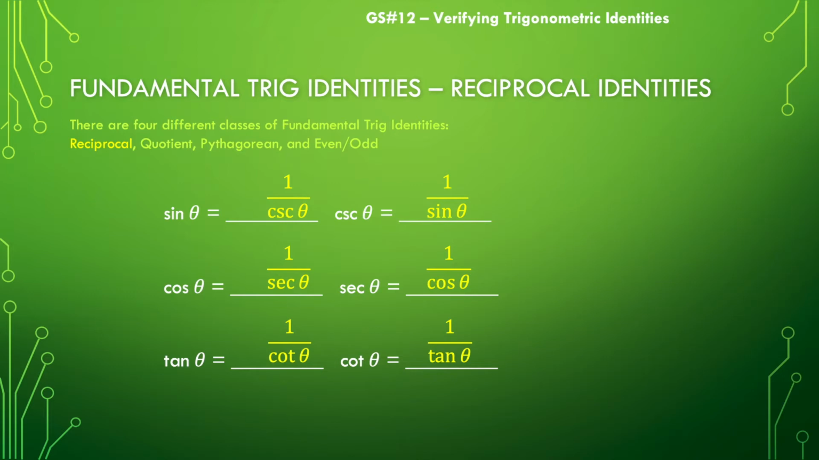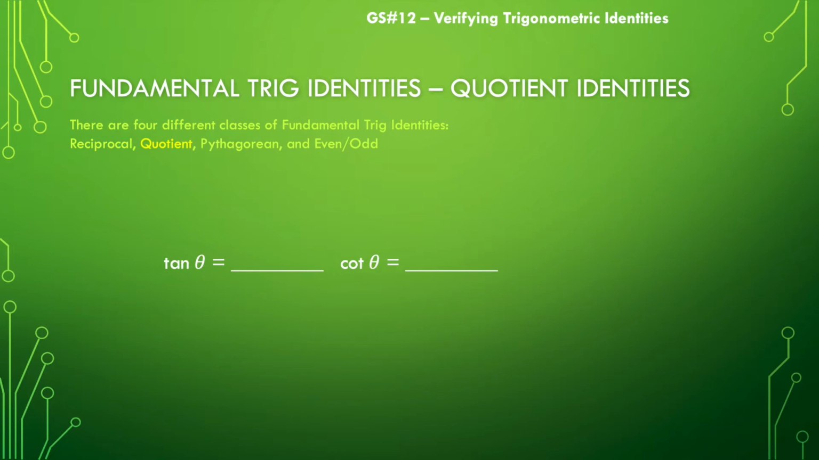If you know these very well, then that's going to serve you well in this endeavor. And if you don't, I would suggest you want to memorize them. The next type of fundamental trig identity is the quotient identities, and there's only two of them. These are the two trig functions that can be written as a ratio of two other trig functions.